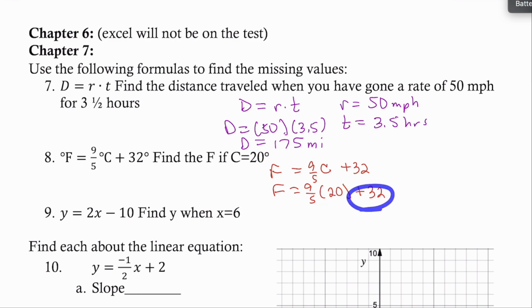And then you're going to add 32. So 9 times 20 divided by 5 is 36. We're going to add that 32 on for a total of 68 degrees Fahrenheit.